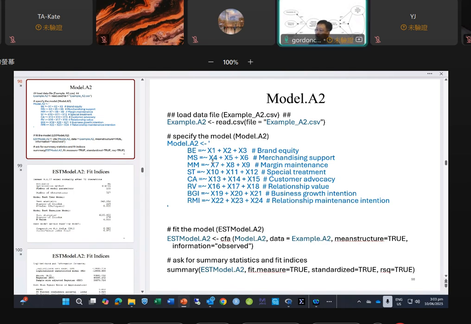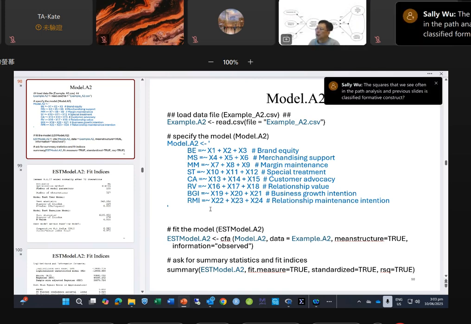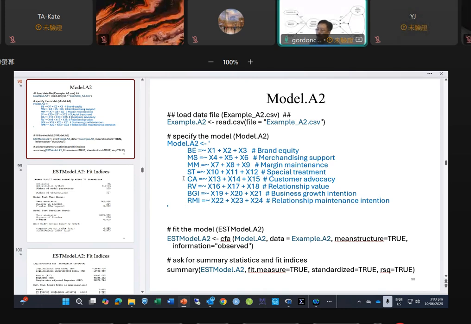We use X4, X5, and X6 to measure merchandising support. A lot of times for these labels for your latent variable, we use the short form. Very soon you will forget what that BE represents. Therefore, I always add a pound sign and put down brand equity here.